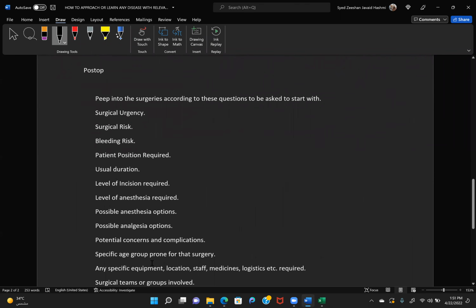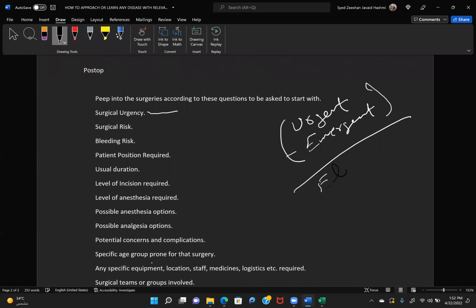So surgery related, how do you define it? There is a difference between urgent, emergent, and elective and planned. Does anyone know about it? Yes, sir. Sir, you are talking about emergency surgery, urgent surgery. Yes, this is about the urgency of the surgical condition.